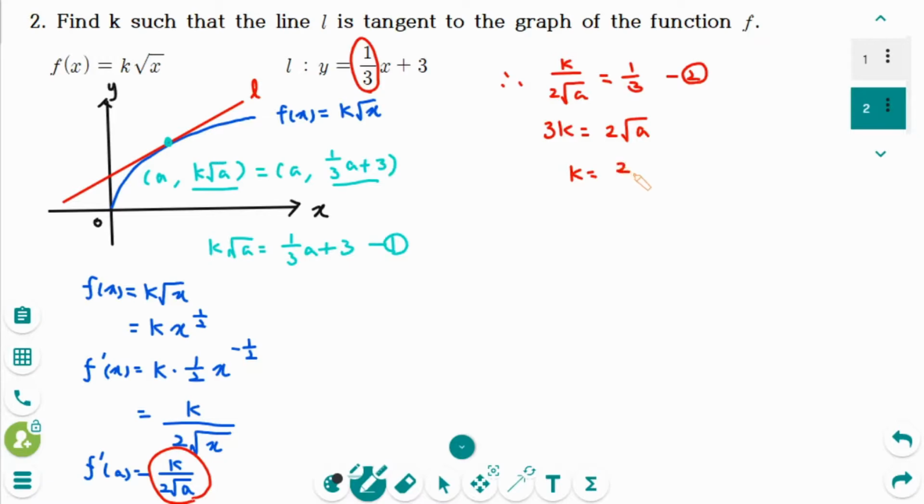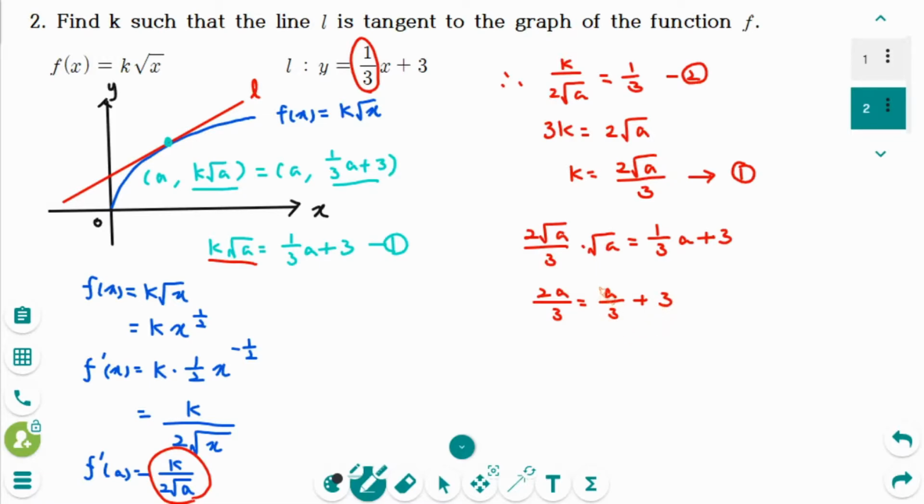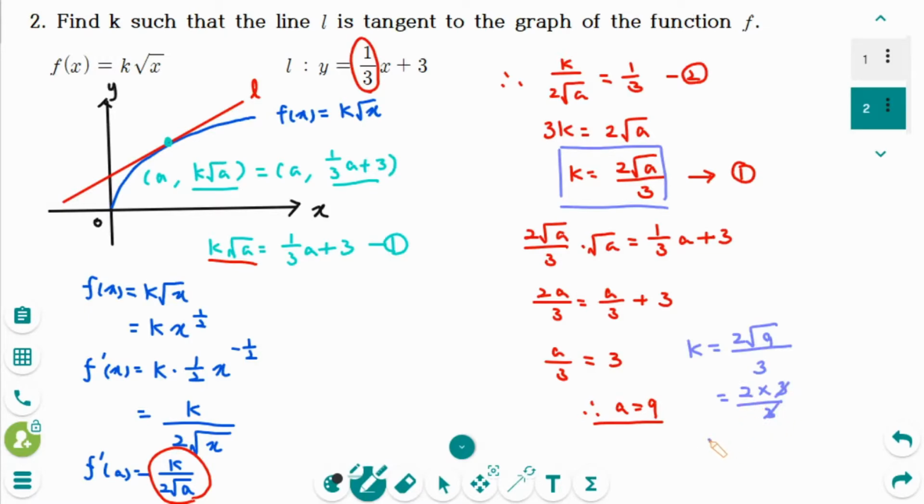Then cross multiply: 3k equals 2 square root of a. Then k equals 2 square root of a over 3. Then put into 1. So k times the square root of a equals 1 over 3 a plus 3. So 2a over 3 equals a over 3 plus 3. Then move this to the left. Then a over 3 equals 3. So a equals 9. Then the k is 2 square root of a over 3 equals 2 times 3 over 3, which is 2. This is the final answer.